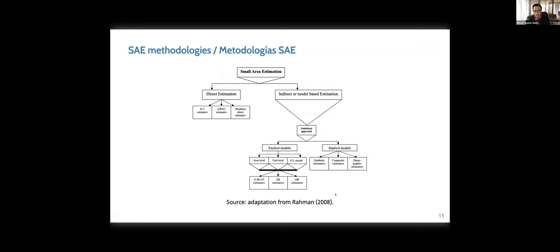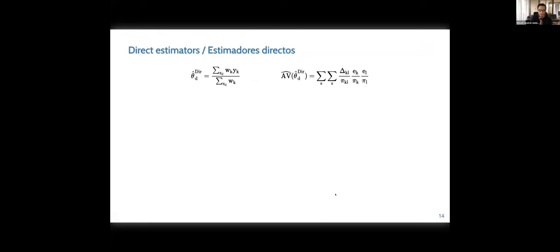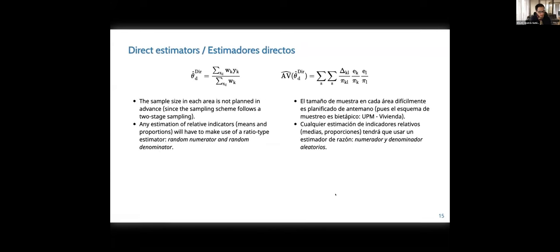So let's start with area level models. Here you can find the direct estimators. For example, for poverty, here you have a proportion or a rate that is estimated via the sampling weights. Let's think, for example, of a municipality or a small domain: the sample size is usually not planned in advance, because the sampling scheme regularly follows, here in Latin America and the Caribbean, a two-stage sampling design.